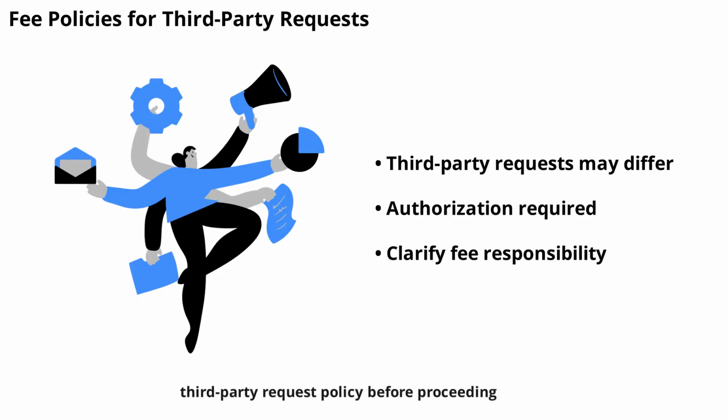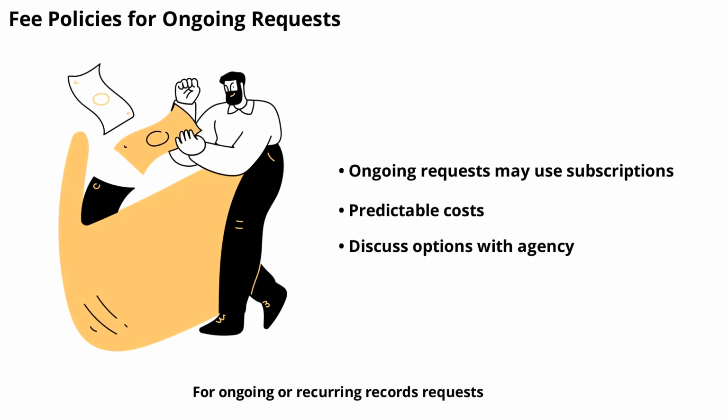Always clarify the agency's third-party request policy before proceeding. For ongoing or recurring records requests, such as regular updates or periodic reports, agencies may establish a subscription or retainer fee structure. This arrangement can provide predictable costs and ensure timely delivery of records. If you need ongoing access, discuss subscription options with the agency to find the most cost-effective solution.